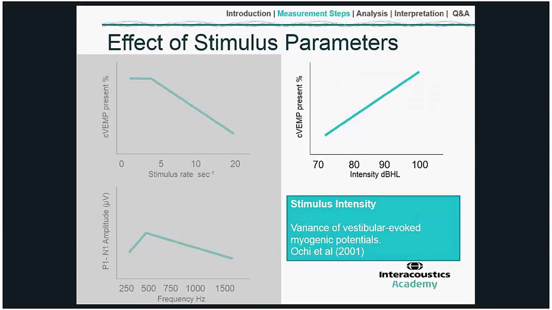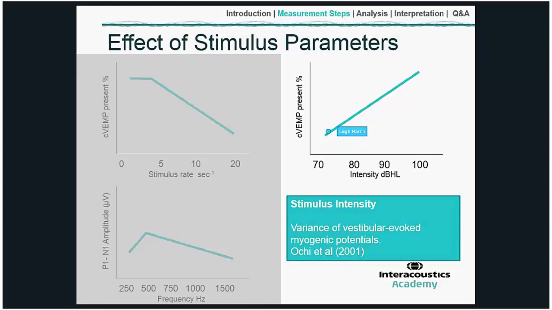Okay, let's look at the next thing, intensity. So we know the frequency, but we then need to choose an intensity. How loud are we going to place this sound into the ear? What we're going to look at is whether a cVEMP is present or not. And what we can see is that with low intensity sounds, and this is looking at air conduction sounds, not bone conduction sounds, some people will produce a VEMP at around 75 dB HL, but not very many.